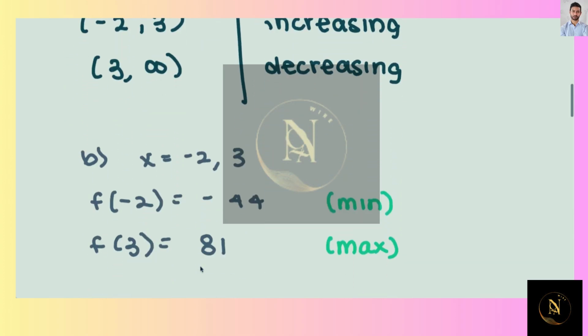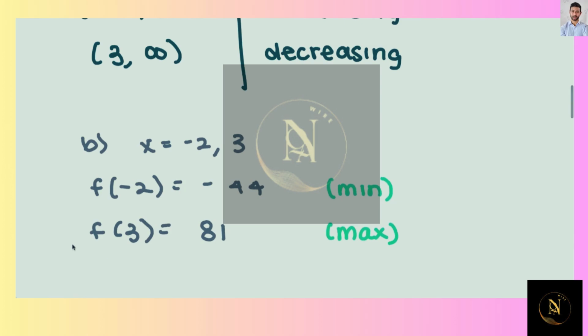And now for part B, we're told, let's find the maxes and mins of this function. Well, we solved for x. x was negative 2 and 3. So let's just plug those into our function. f of negative 2 is negative 44. f of 3 is 81. So clearly we see a minimum at x equals negative 2 and a maximum at x equals 3.